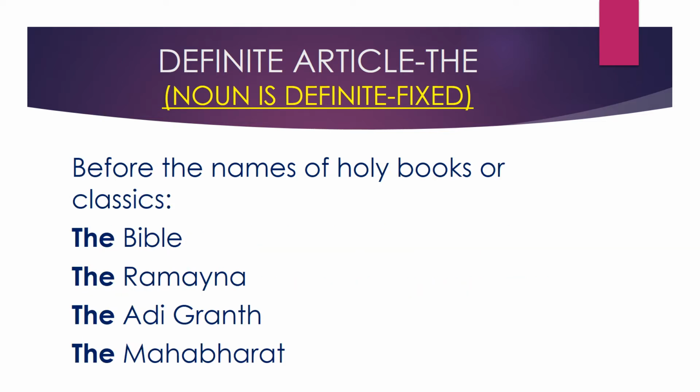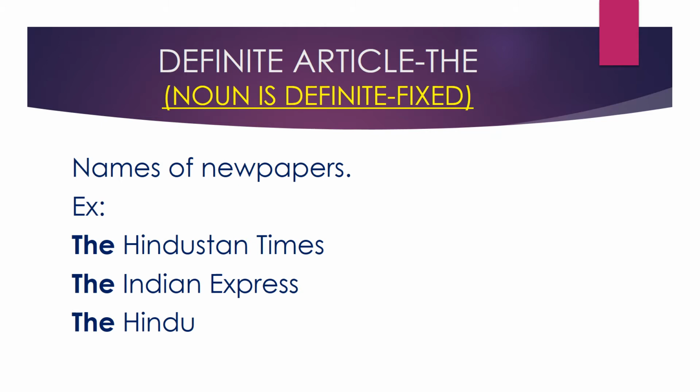The is used before the names of holy books or classics. I have given a few names of famous holy books or classics. We say the Bible, the Ramayana, the Adi Granth, the Mahabharata. There can be any more classics or holy books. They are always preceded with the. The names of newspapers: the Hindustan Times, the Indian Express, the Hindu. These are all names of newspapers.